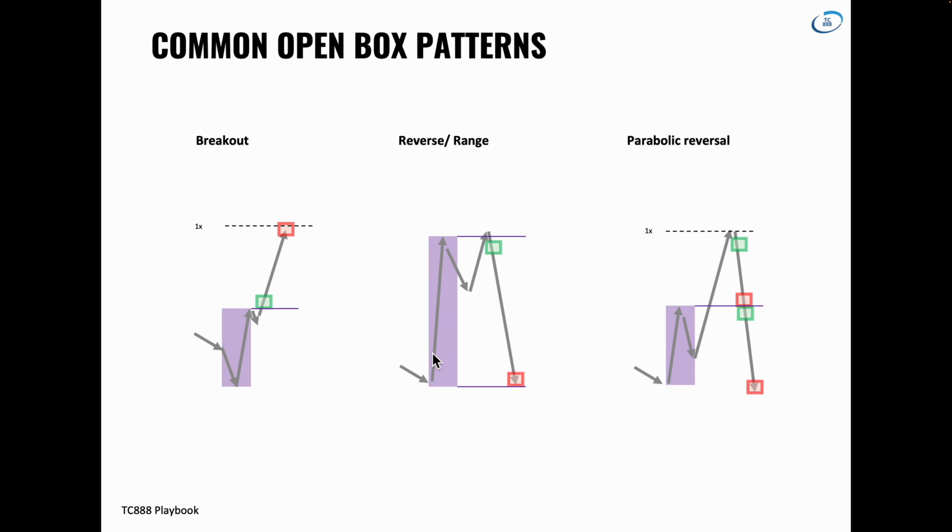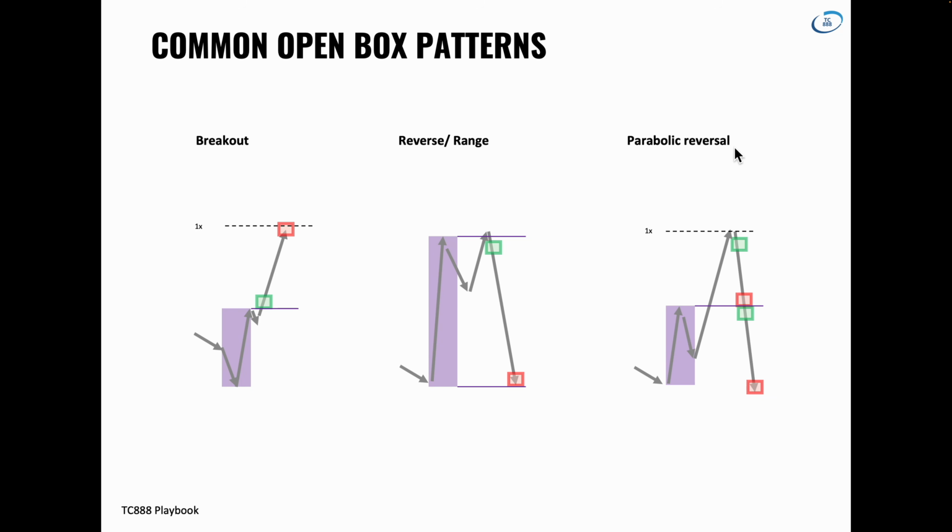Then reverse or range, wide open box often, equity open pushes up, then working into the high, fake out high entry, short reversal back to the low of the open box. That was the second one.